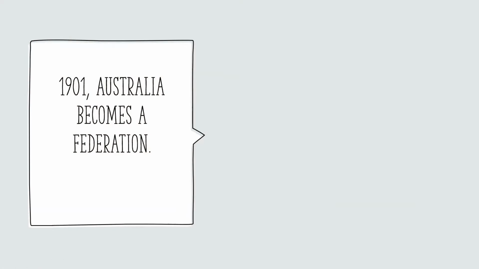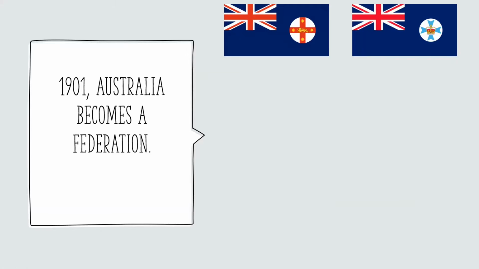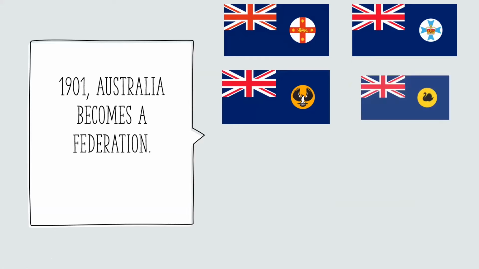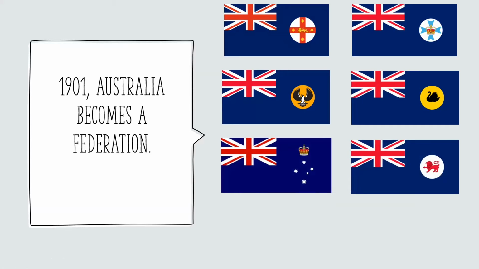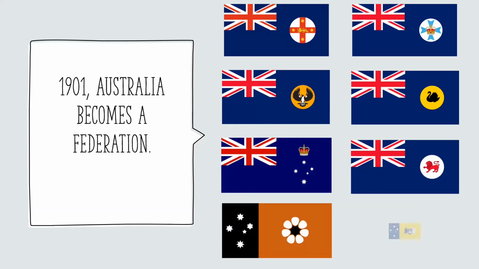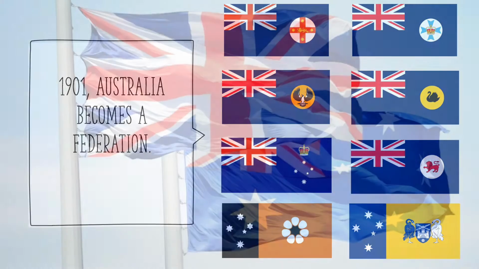This enabled the 6 British colonies of New South Wales, Queensland, South Australia, Western Australia, Victoria, and Tasmania to unite together. The country was officially independent and now known as the Commonwealth of Australia. Note, it wasn't until later years that the Northern Territory and the Australian Capital Territory became Australian states.